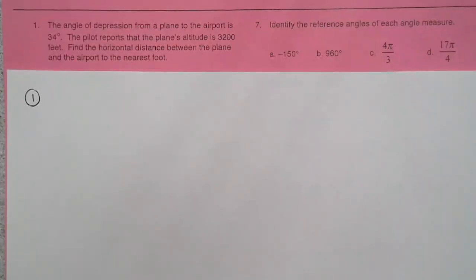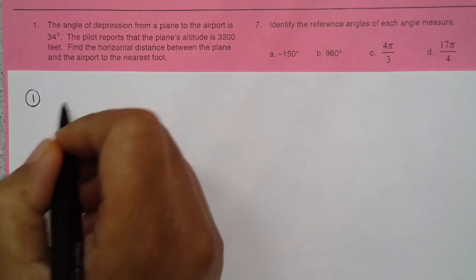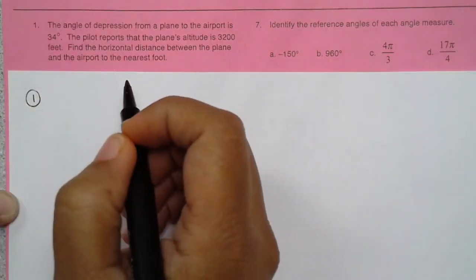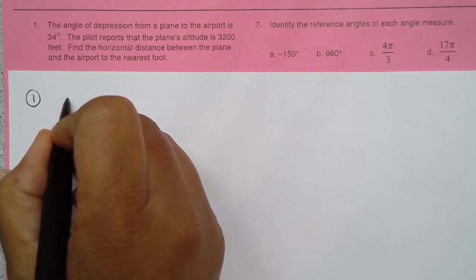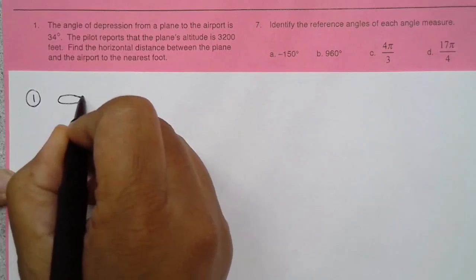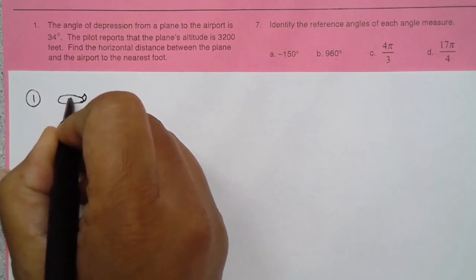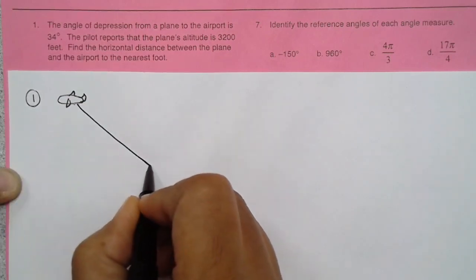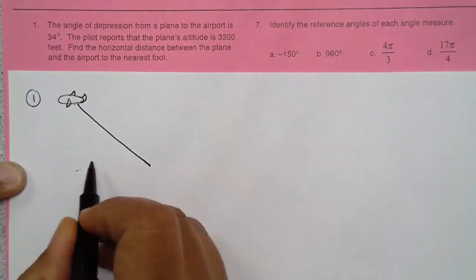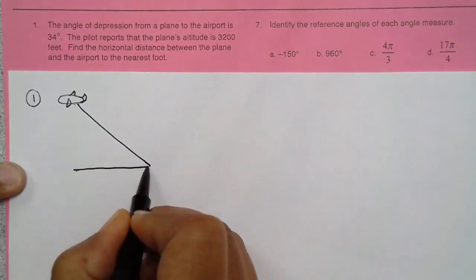Okay, we're going over the 7A review. Number 1, the angle of depression from an airplane to the airport is 34 degrees. So we have the airplane somewhere up here. Just kind of drawing some sort of airplane. This is the angle of depression from the airport.